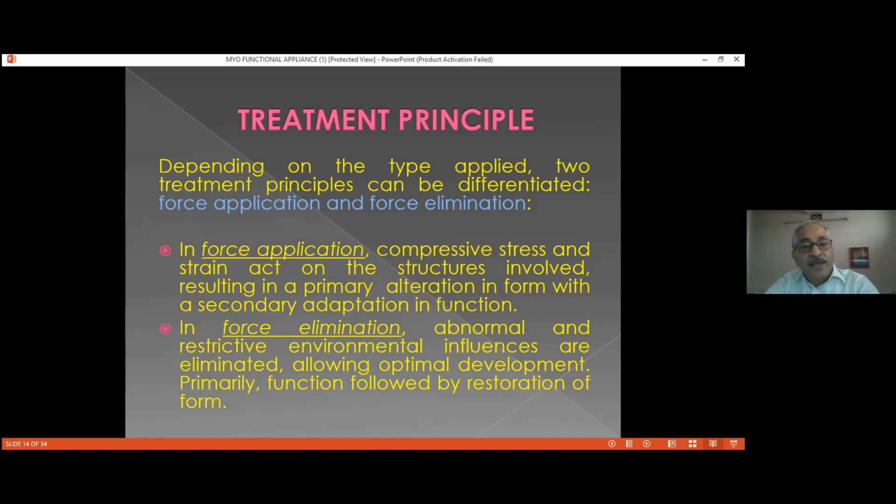In force elimination, the abnormal and restrictive muscle function or restrictive environmental influences are eliminated, allowing optimal development to occur. Now, this is primarily function followed by the restoration of the form. I mean, the inhibited normal growth has had that inhibition removed in the form of the abnormal and restrictive environmental influences, and by force elimination, the normal growth occurs in the normal, usual course.